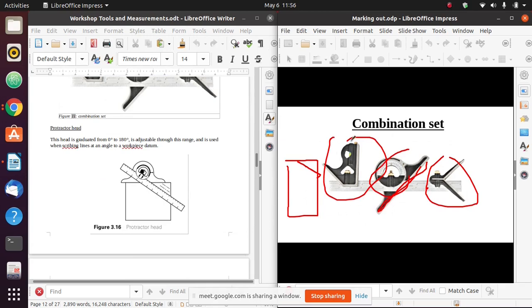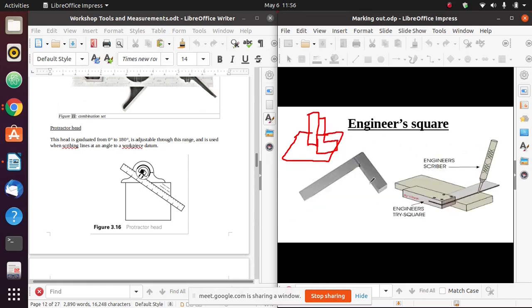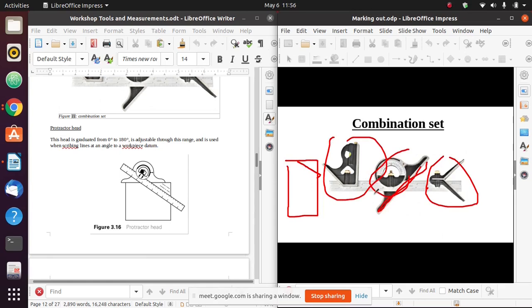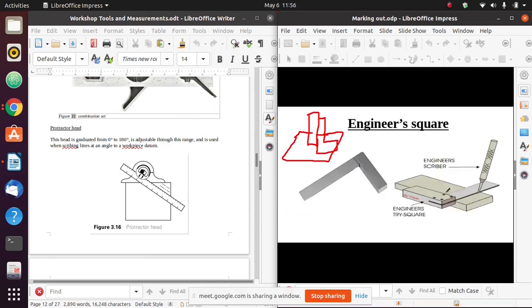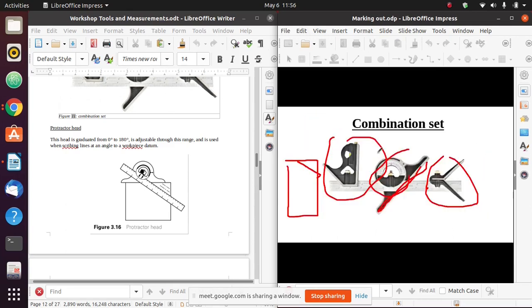Now the square head will do the same work as this tri-square. The only difference is that this square head will not be as accurate as this tri-square. Look at this tri-square. It is fixed. This stock and the blade are fixed in place. But these heads, the square head, the protractor, and the center head, are movable. They have slots that allow them to slide along this steel rule.